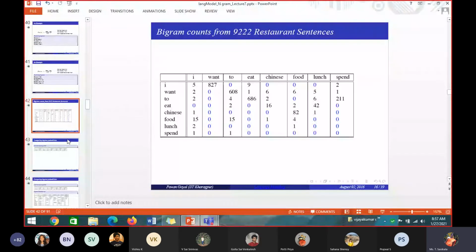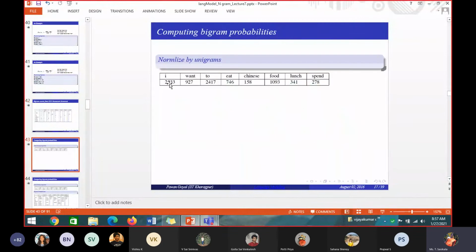So based on this unigram count and bigram count, can you tell me the probability of I followed by I? Please make a note, calculate and tell me. I followed by I is, bigram count is 5. Followed by unigram count of I is 2,533. Can you tell me the probability now?